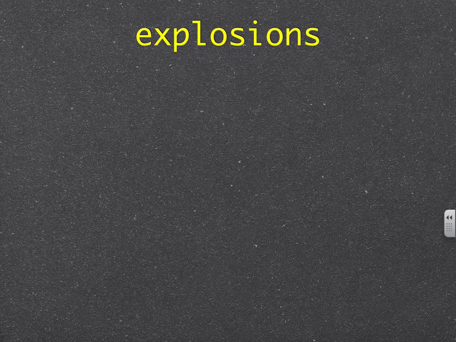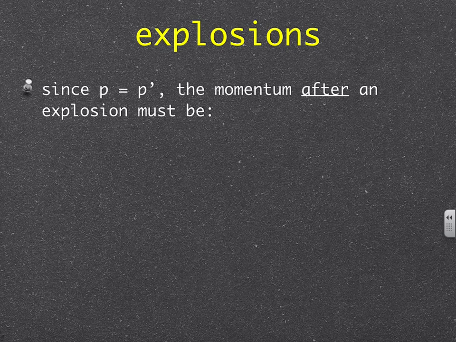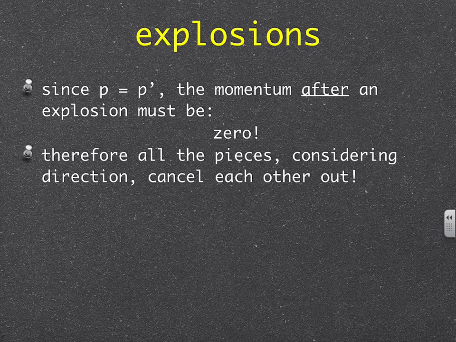Explosions are the simplest one, so we'll handle those first. Before it goes boom, and after it goes boom, it should be the same. So after we explode something, it should just be 0, because before we pull the trigger, the boom didn't happen. So we've got that kind of action. So all pieces considering direction are going to cancel each other out.